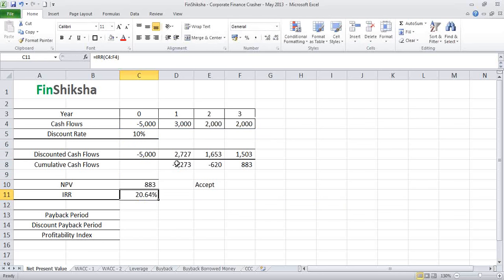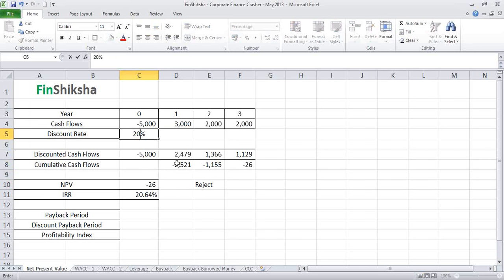which we get at 20.64. If you just remember, at 20% we were getting this at $46 effectively. Something higher than 20% is the maximum return that we can make here. The moment the discount rate crosses this, we should effectively have a negative return on the project.